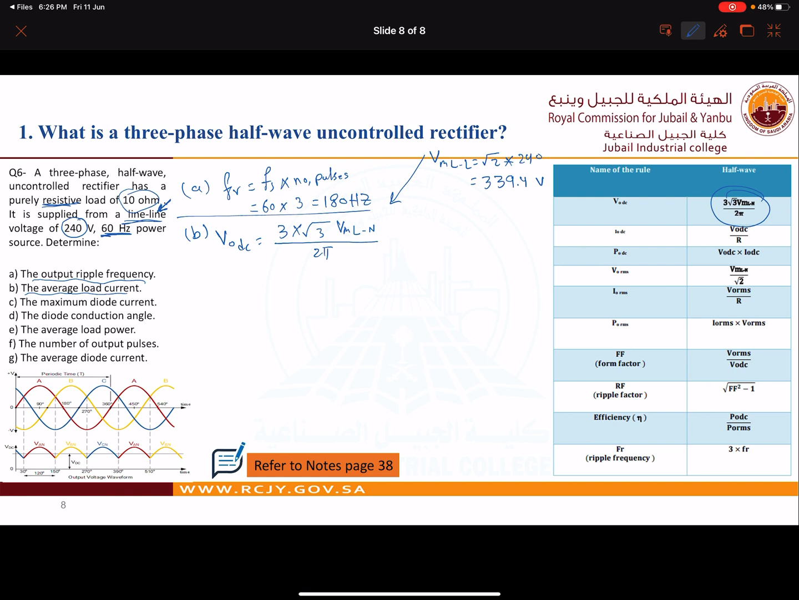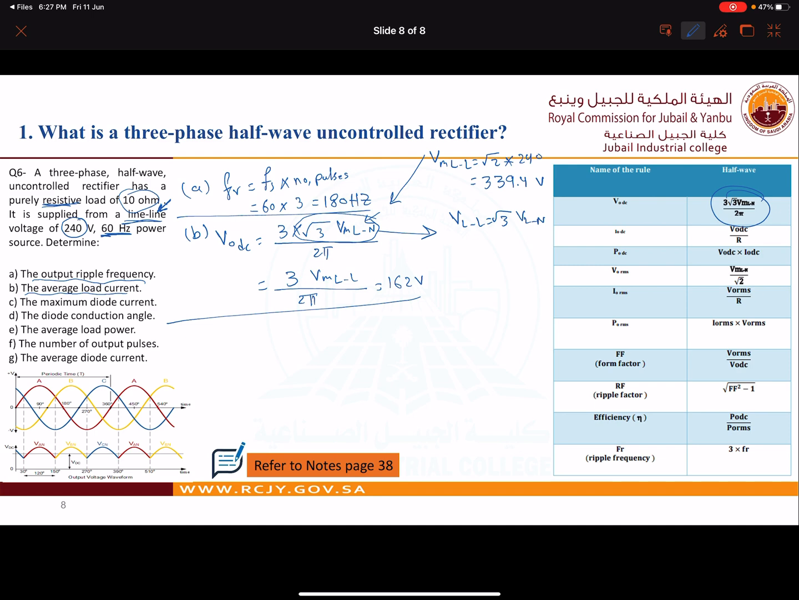Now this is a very important question. Do we have here in this question V line to line, or in the formula we have V line to neutral, right? So we know from circuit that V line to line is root 3 V line to neutral, or V phase. That's why we can remove this part and use V line to line, but maximum. So we can substitute here: 3 V maximum line to line divided by 2 pi. So it is equal to 162 volt. This is our average output voltage.